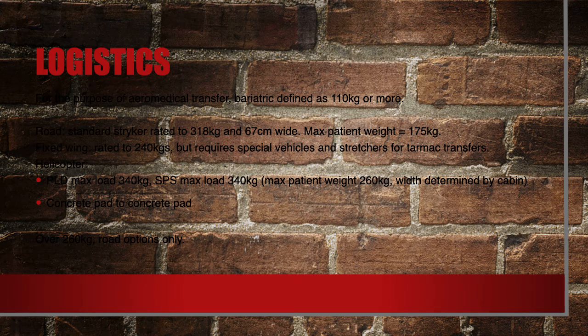Our fixed wings are rated to 240 kilograms, but they require special vehicles and stretchers for the tarmac stretcher transfers. Essentially, going from the fixed wing and the airport to the tertiary or relevant center is going to require a heavy vehicle as well. The helicopter has a PLD with a max load of 340 kilograms, an SPS with a max load of 340 kilograms, which gives us a maximum patient weight of 260 kilograms, with the width determined by the cabin once you add on all your other bits and pieces. Helicopters carrying bariatric patients will need to land on a dedicated concrete pad. If your patient is over 260 kilograms, your only option is to travel by road.